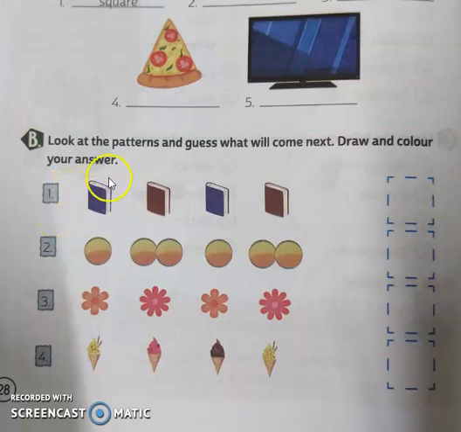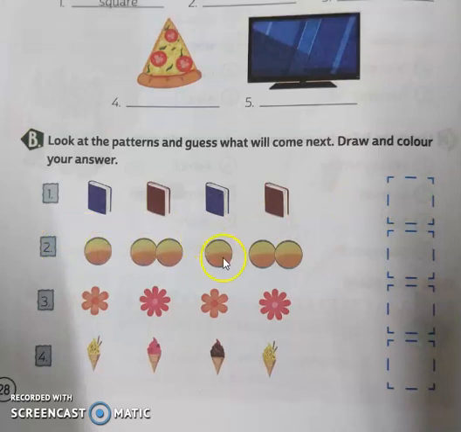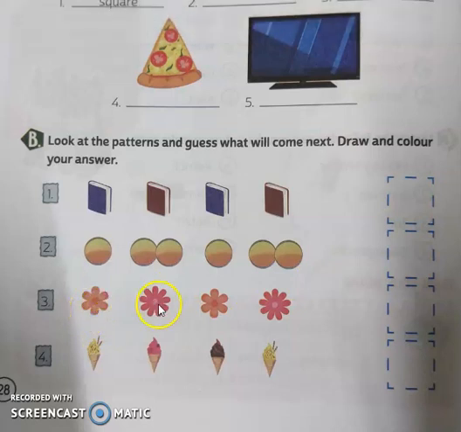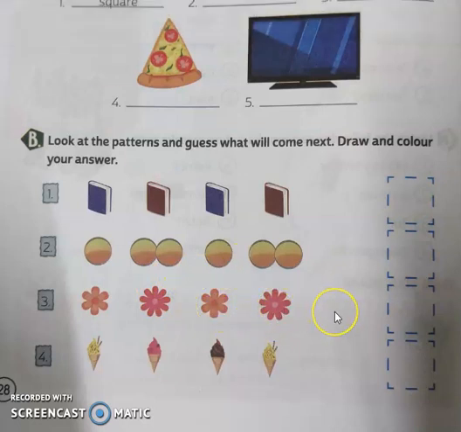First one is a blue book, followed by a red one, blue one, red one. So the next will be blue one. Second one ball, two balls, one ball, two balls, and it will be followed again by one ball. First is with six petals, next with many petals, next with six petals, followed by many petals. So next will be six petals.